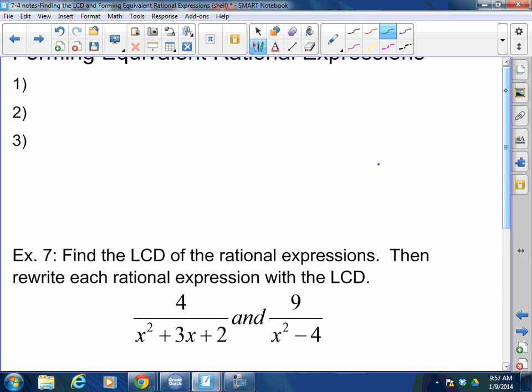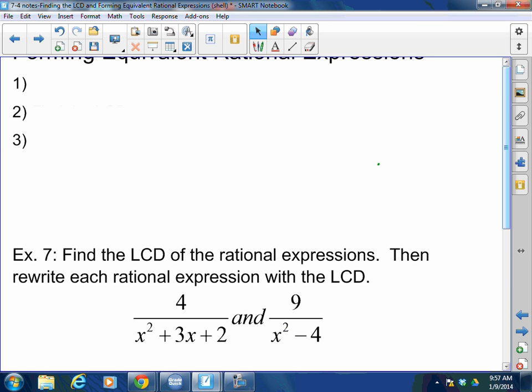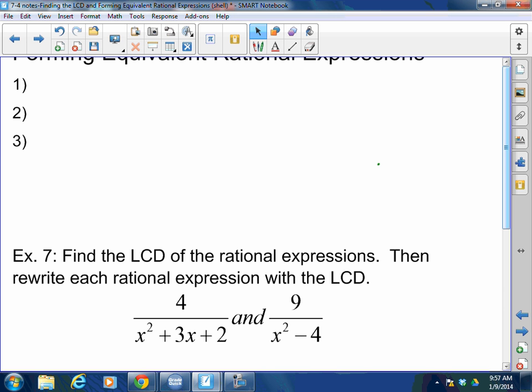Now, why is this? Oh, that's messed up. Okay, well, I don't know why it came up like that.